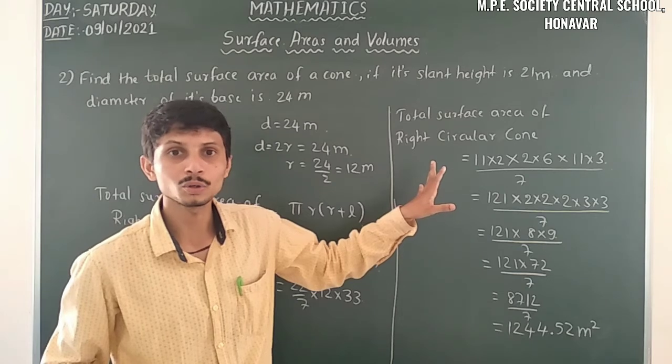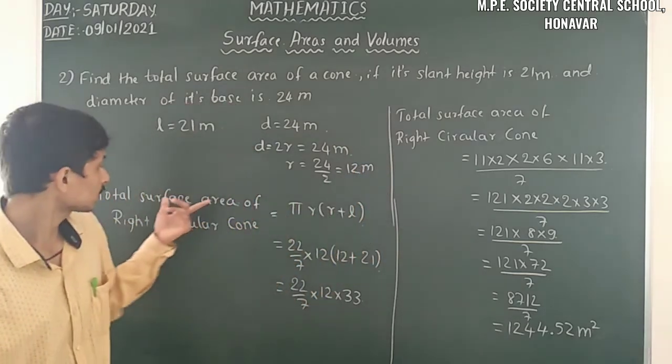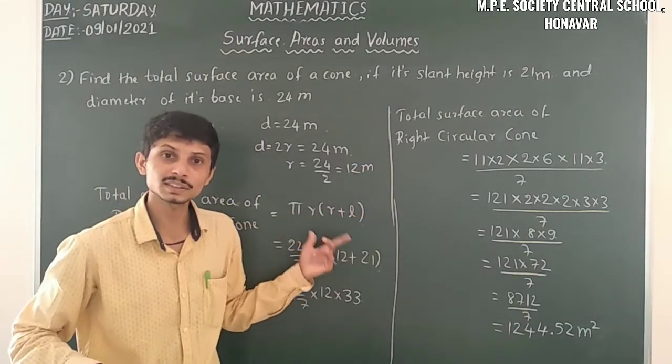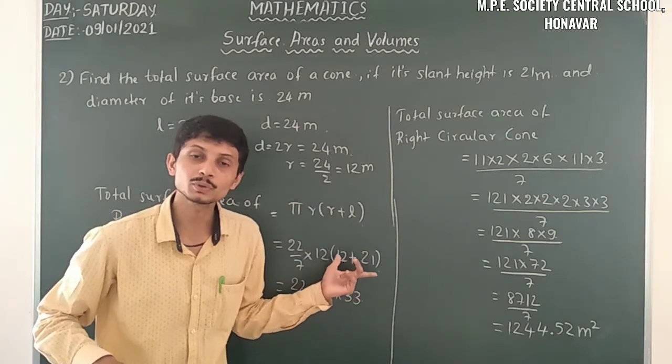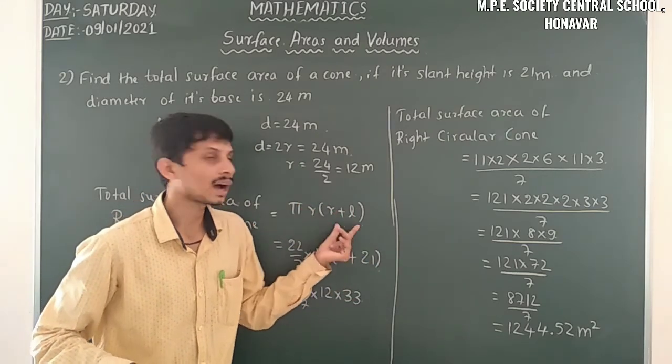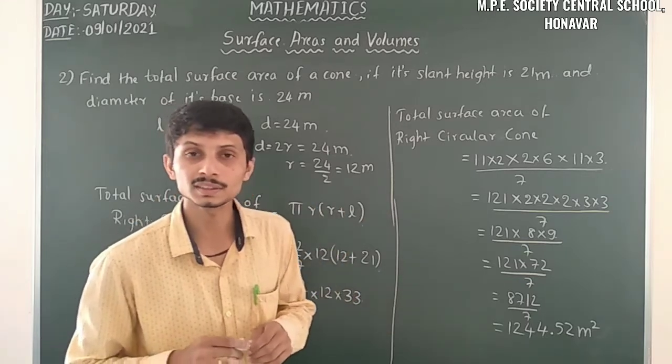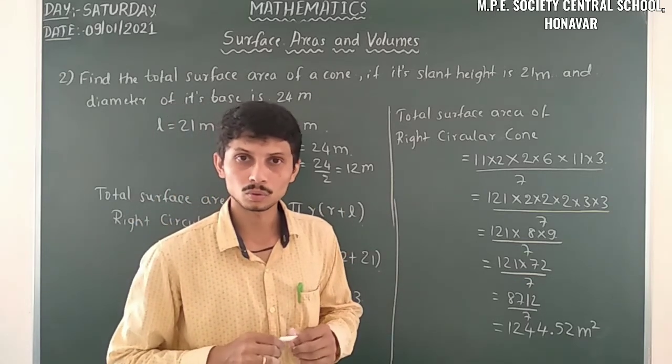Here we have to take the total surface area of the right circular cone is equal to pi r into (r plus L), using this formula. So we have to substitute all the values of pi, r and L, and then we have to find out the total surface area of this right circular cone.